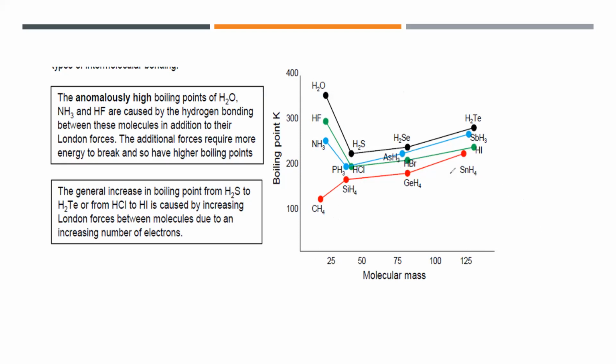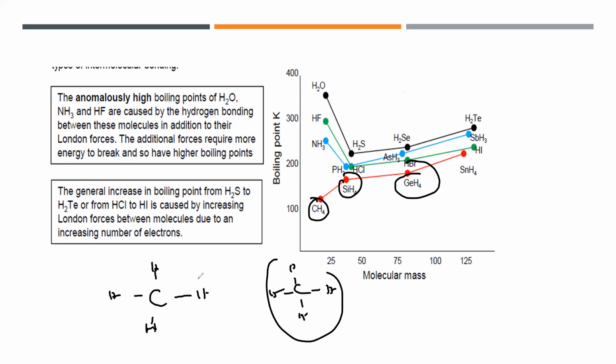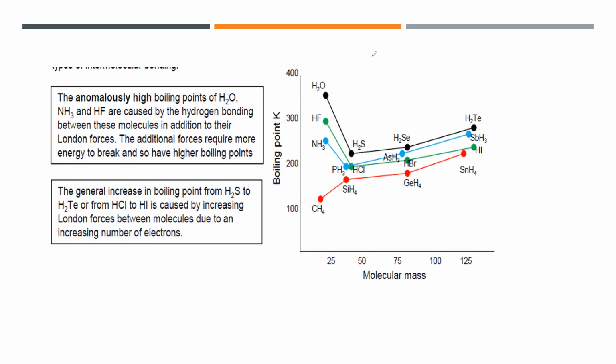But group 4 does not follow this trend. Why? Because group 4 does not have hydrogen bond. So they have only London dispersion force. They don't even have dipole-dipole forces, as the molecules are symmetrical. So as the molecules are symmetrical, they only have dipole-induced dipole force. And the dipole-induced dipole force increases as the number of electrons increases. That's why the CH4 boiling point is lower than SiH4. SiH4 boiling point is lower than GeH4, and GeH4 boiling point is lower than SnH4.